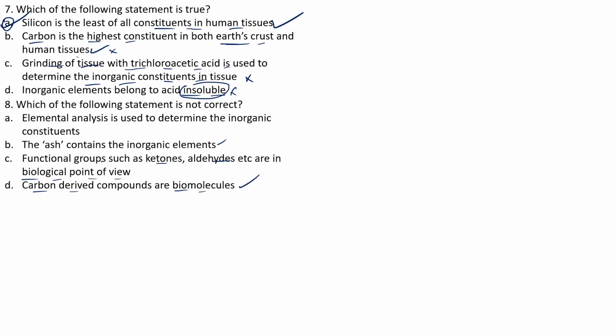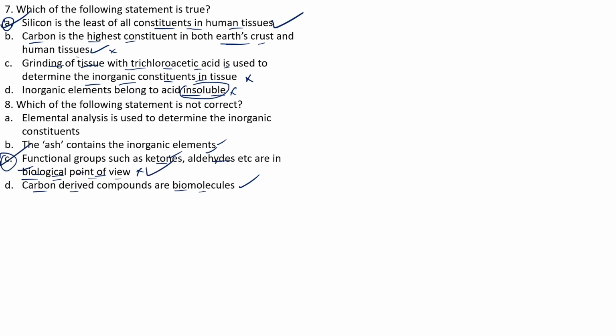And the functional groups such as the ketones, aldehydes, etc. are in biological point of view. No, the classification based on the functional groups is actually the biological point of view, but determining the functional groups is actually the chemical or chemistry point of view. So hence we can say the C option is not true. We can directly confirm that C is our answer, right? So hence C is our answer.